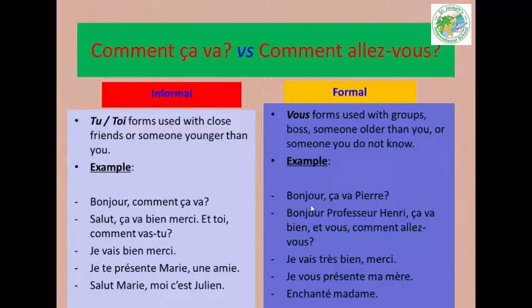On the other hand, bonjour, ça va Pierre? It's a dialogue between Pierre and his professor, Henri. Pierre here has to talk to his teacher in a respectful way. That's why he cannot start his talking by comment ça va? C'est faux. If you want to say hi to your teacher, you say comment allez-vous? Comment ça va with the friends.